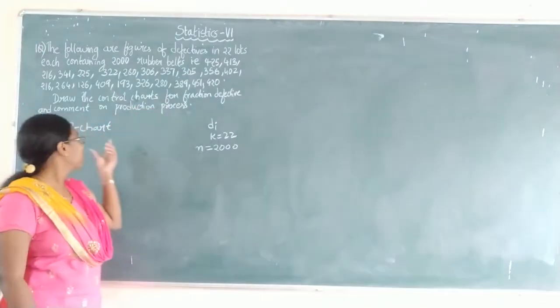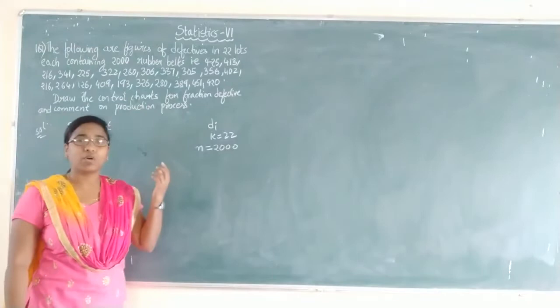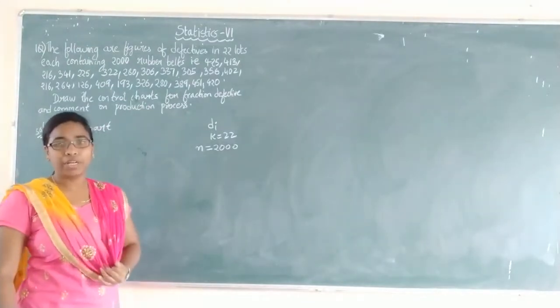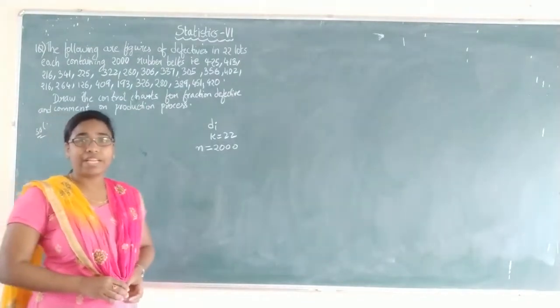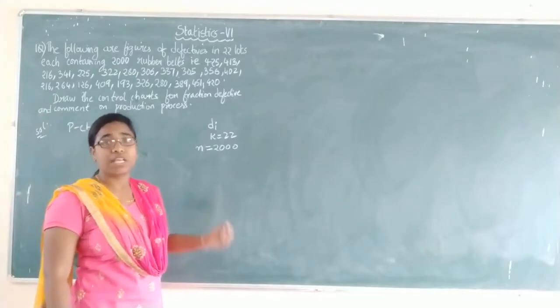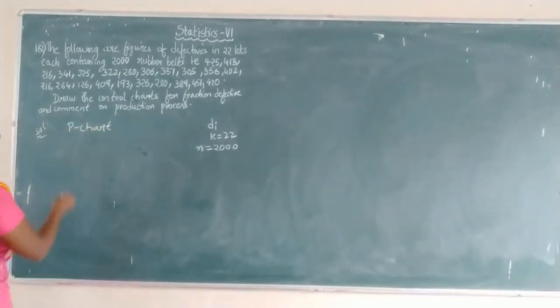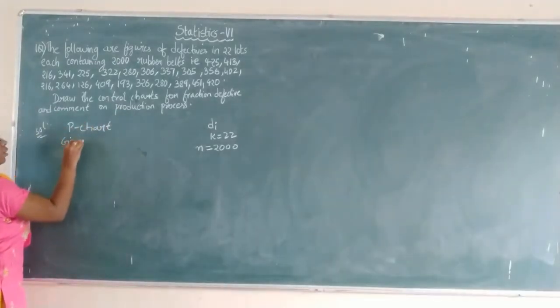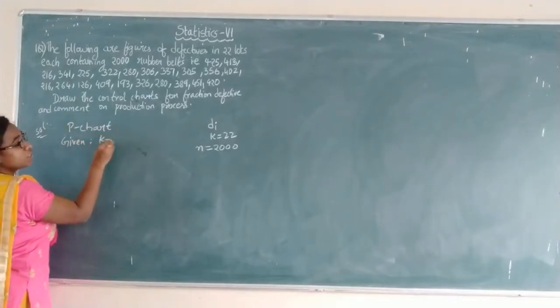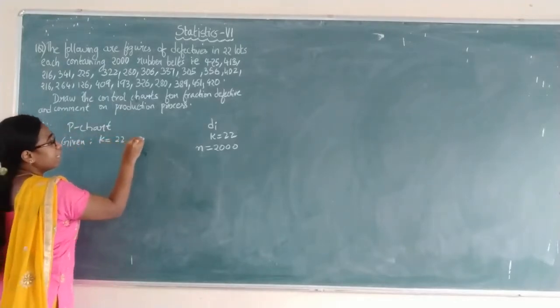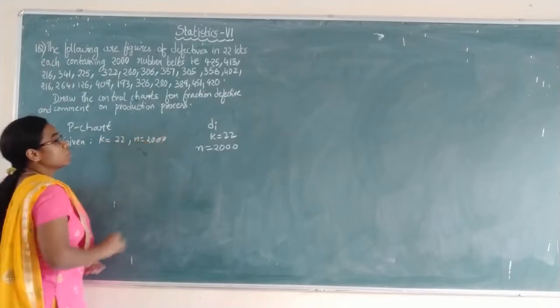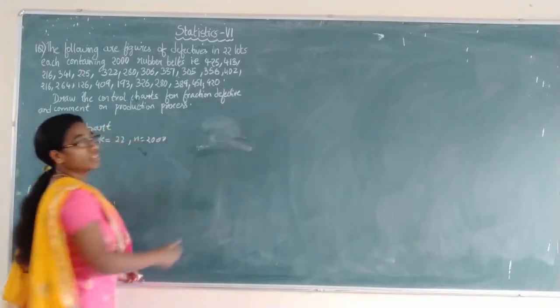After constructing the control limits and drawing the chart, we are going to interpret and say whether there are any high spots or low spots in our production process. So what is given in the question? First write down the given: K equals 22 and N equals 2000. These are the values given in the question.